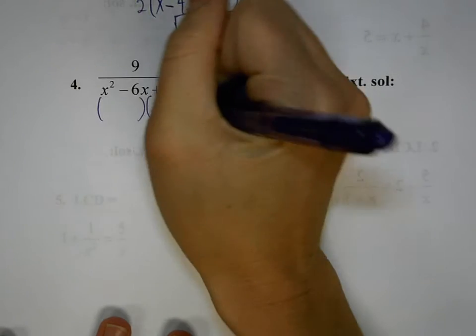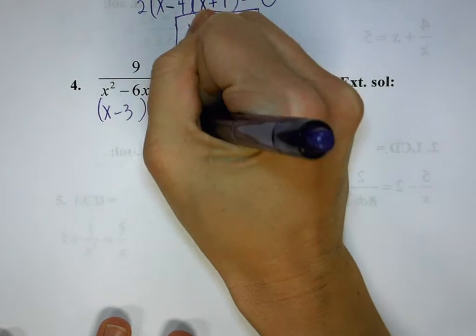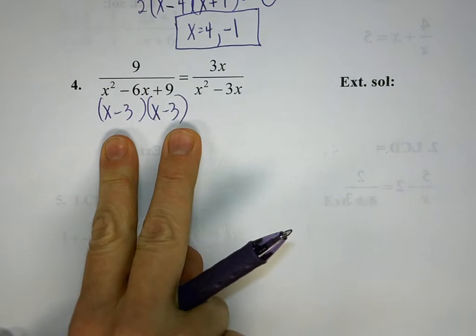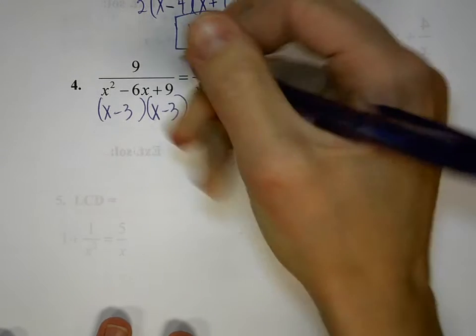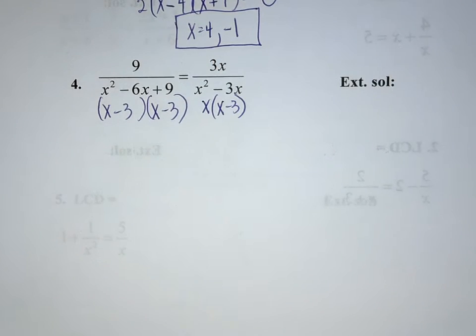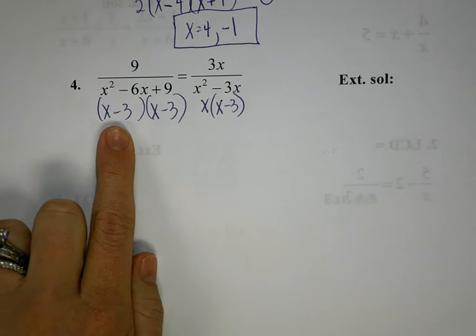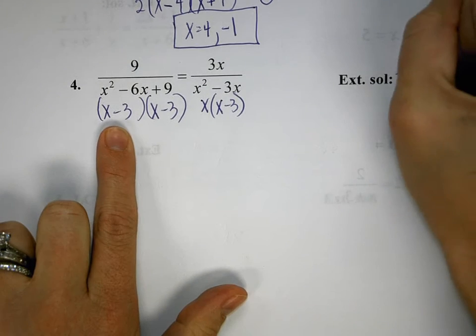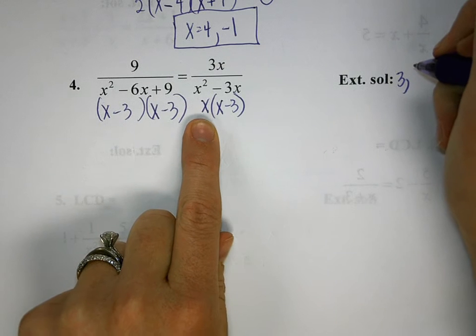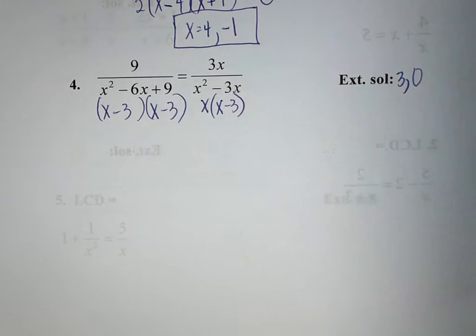So if we factor this one, we get x minus 3 and x minus 3. Those multiply to be positive 9 and add to be negative 6. Here I have to take out an x and an x minus 3. My GCF was x. And so my extraneous solutions, when I set x minus 3 equal to 0, that's 3. And then when I set x equal to 0, that's 0. And then that's 3 again, so I don't have to write it multiple times. So my extraneous solutions are 3 and 0.